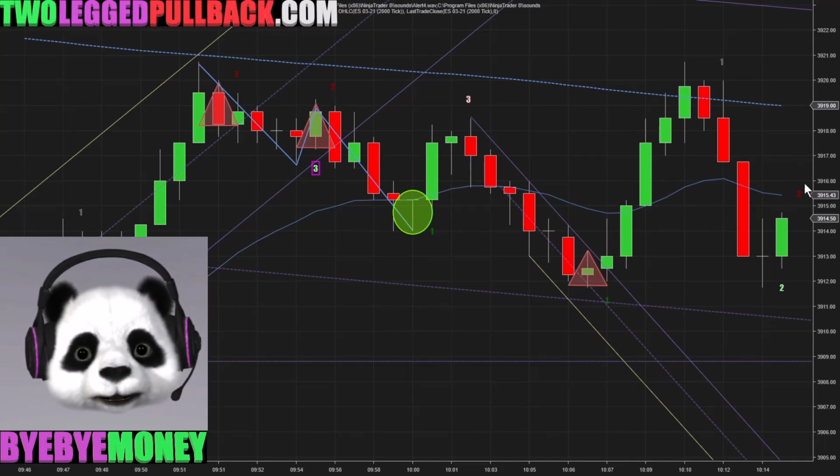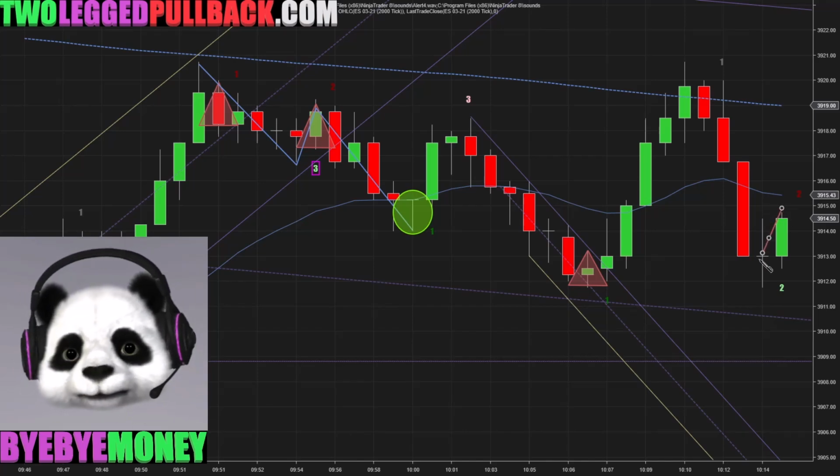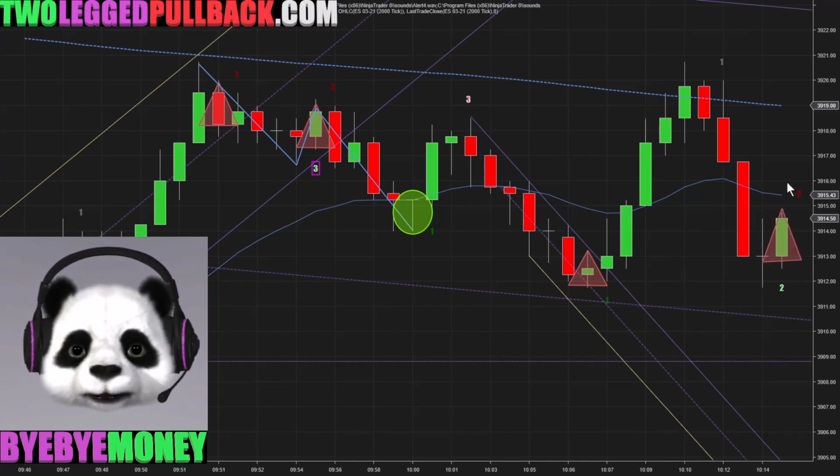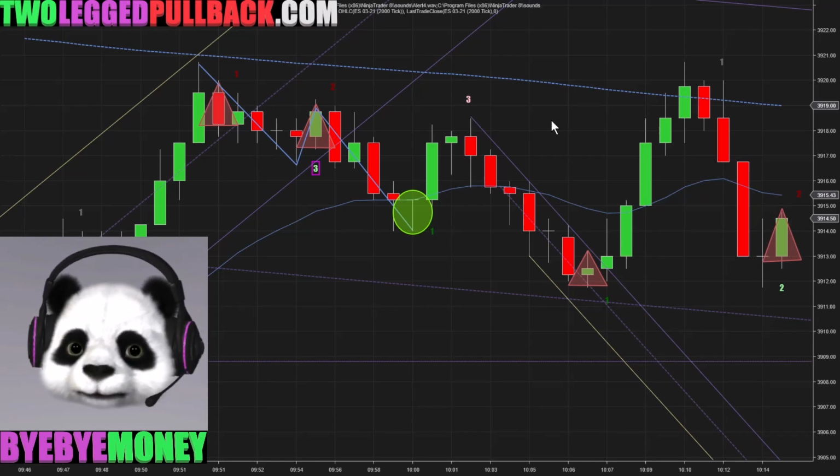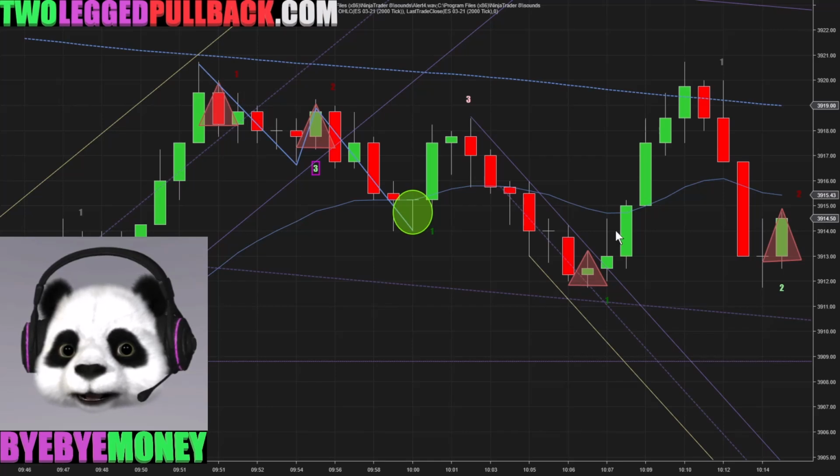We have a second entry short here. Terrible signal bar, must skip. Bye bye. Just completely disregarded. It's just no point. Plus trading range, right? We're at the bottom of a trading range, as we can see from this swing down to this swing up.